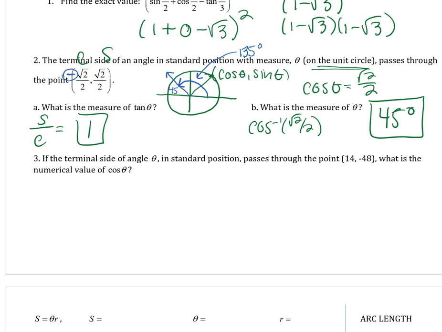What if the terminal side of an angle in standard position passes through the point 14, negative 48? What is cos of theta? So what I need you to notice is that that is not a unit circle, because 14, negative 48 couldn't possibly be within a radius of 1 of the origin. So what we need to do is draw a triangle in the quadrant that it's in. So this is a positive x, negative y, so that means if you were to plot that point, it would be there.